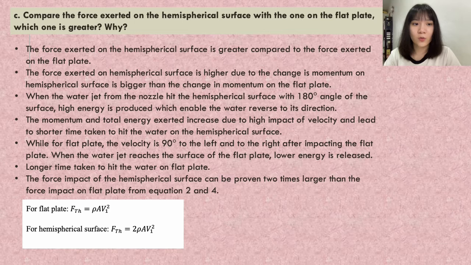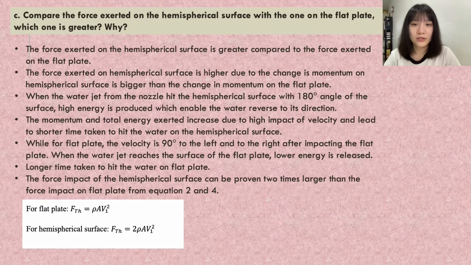This happens when the water jet from the nozzle hits the hemispherical surface at a 100-degree angle to the surface. Higher energy is produced, which enables the water to reverse its direction. The momentum and total energy exerted increase due to the high impact velocity, leading to a shorter time taken for the water to hit the hemispherical surface. While for the flat plate, the velocity is 90 degrees to the left and to the right after impacting the plate. When the water jet reaches the surface of the flat plate, lower energy is released, and it takes a longer time for the water to hit the flat plate.